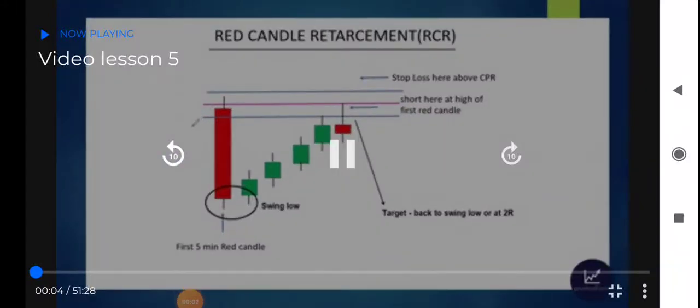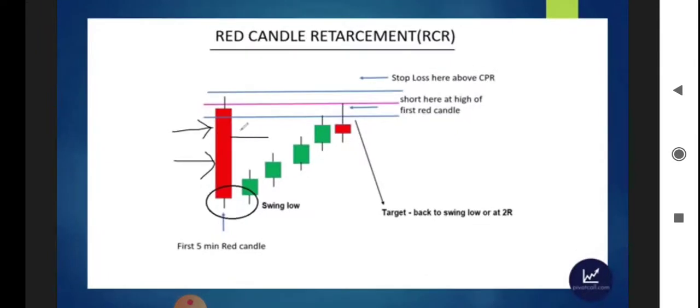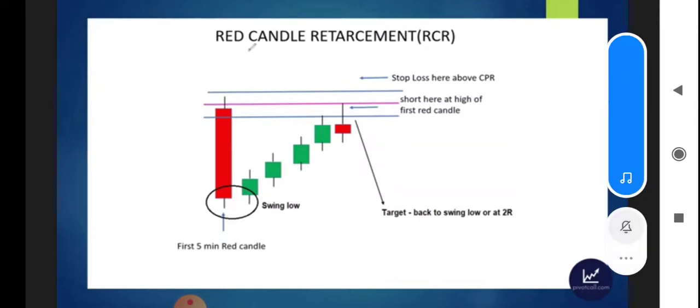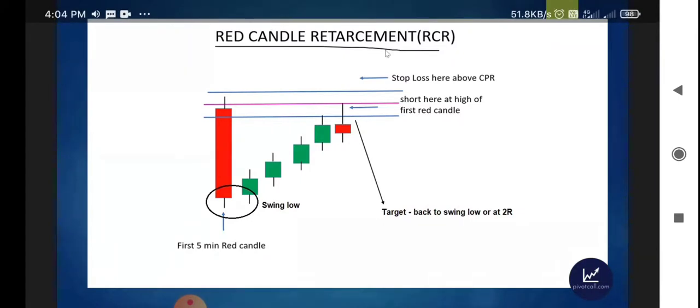Retracement. It is purely based on the first candle of the day. If you see a big bearish candle like this, a first 5-minute red candle, then it is a candidate for this pattern, RCR.